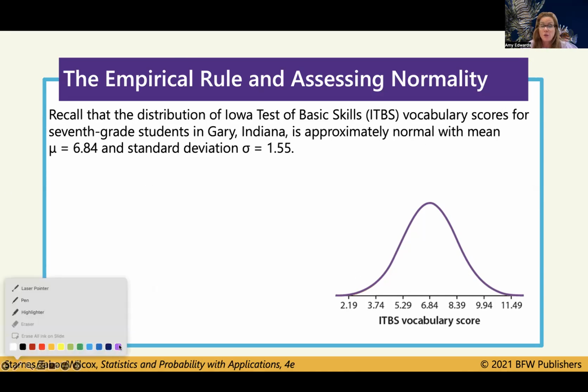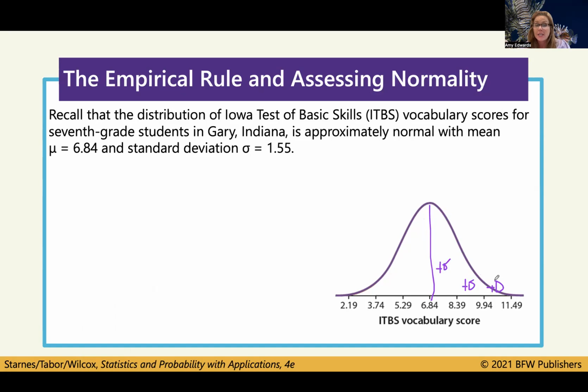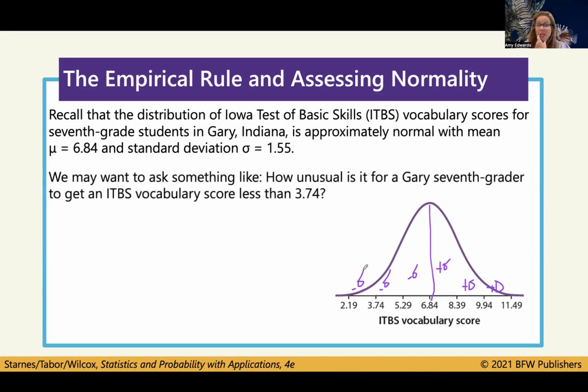And we were able to come in here and say, okay, directly center is going to be 6.84. And then we add a standard deviation to it and we get 8.39. Then you add another and then you add another. So we would be able to say that 8.39 is 1 standard deviation above the mean. 11.49 is 3 standard deviations above the mean. And to get the 5.29, remember that's where you just turned around and you subtracted. So 2.19 would be 3 standard deviations below the mean.